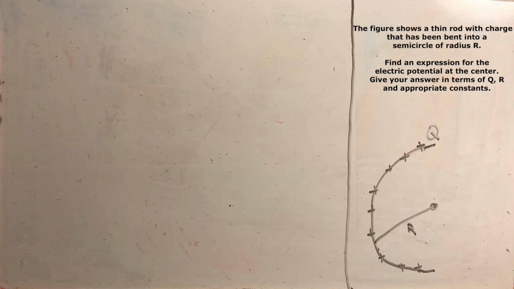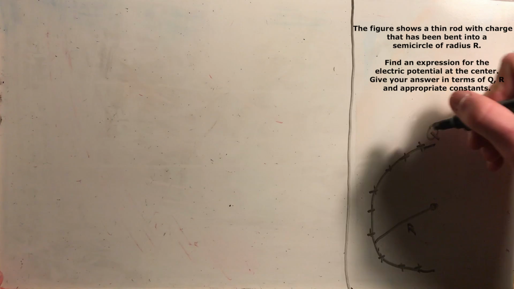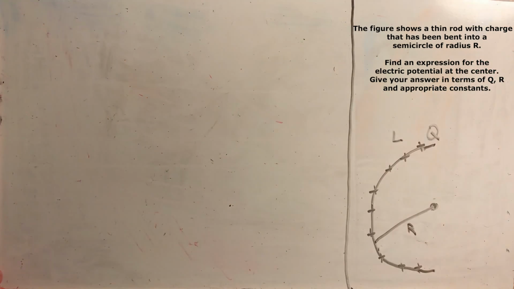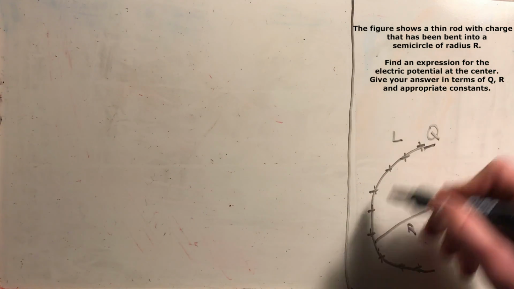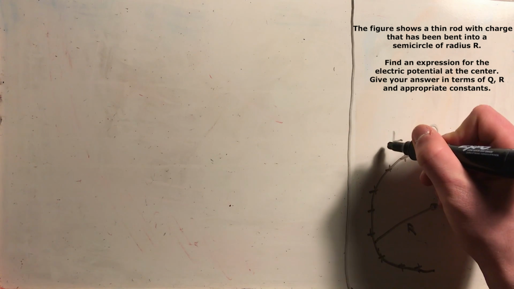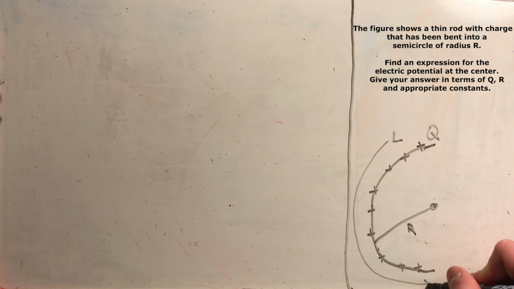And for the sake of clarity, I'm also going to introduce another variable L, and that will be the entire length of the semicircle. I'm not sure how to signify that. Maybe I'll just put some arrows here. That's the whole length of the semicircle.